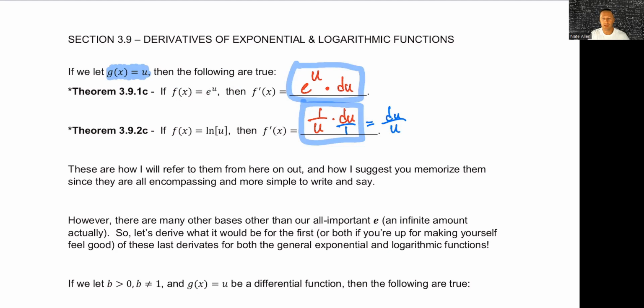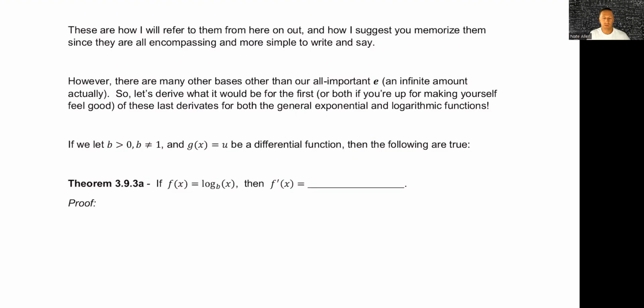Now, of course, there's many other bases other than this natural number e. So we do have to explore those as well. But if we have a choice, we will always choose e and natural log for that base of e because these turn out really nice. So then how would you come up with the proof of when it's any base for any logarithm? Let's start with that one and let's find the derivative of that.